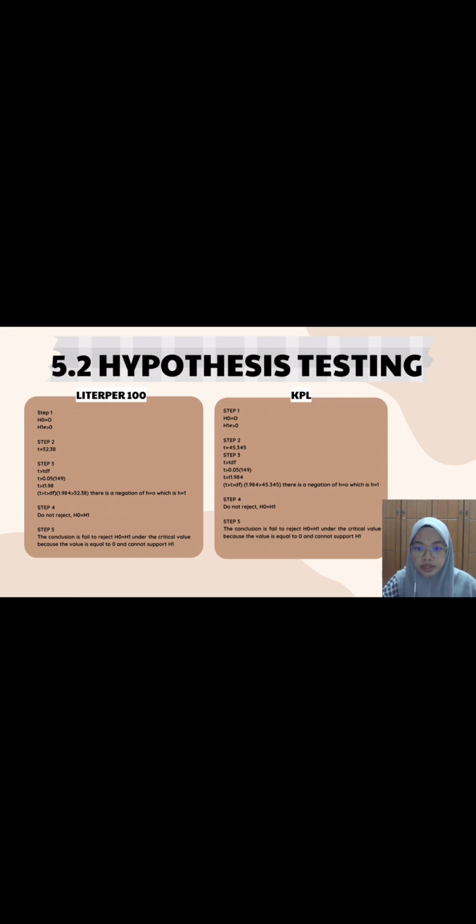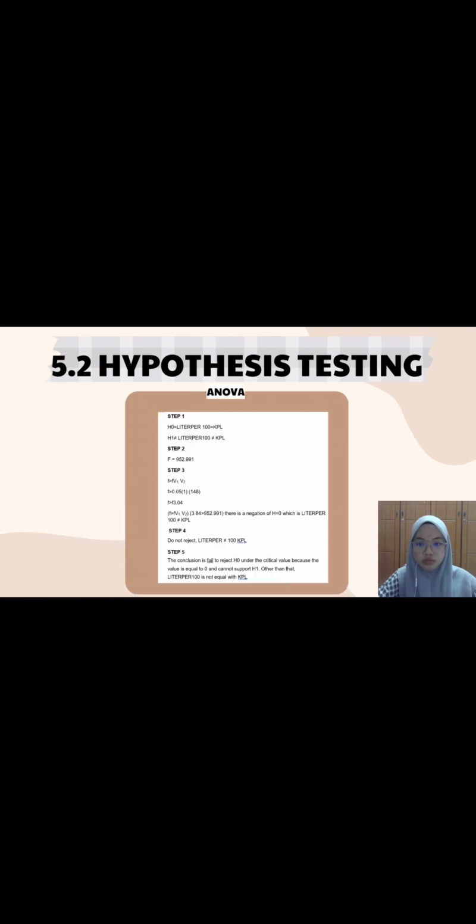For liter per hundred, the conclusion that we get is fail to reject H0 equal to H1 under the critical value because the value is equal to 0 and cannot support H1. Same as KPL, the conclusion is fail to reject H0 equal to H1 under the critical value because the value is equal to 0 and cannot support H1.